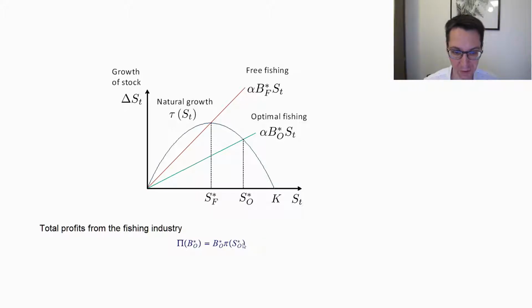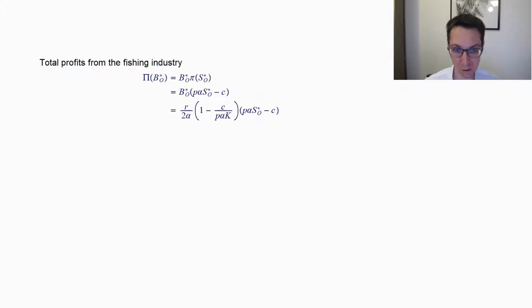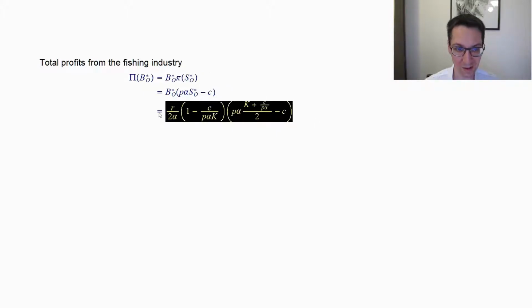Let's substitute the individual profit for one boat. So we get equals to B star O, and then the individual profit was the sales price multiplied by fishing efficiency, that multiplies the total stock of fish in the ocean, S star O, minus cost. And then let's finish by substituting the optimal number of boats, B star O, and the optimal stock, S star O.